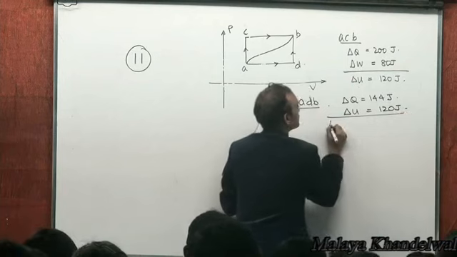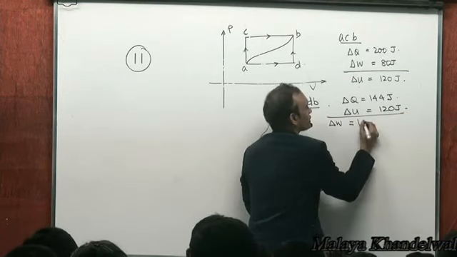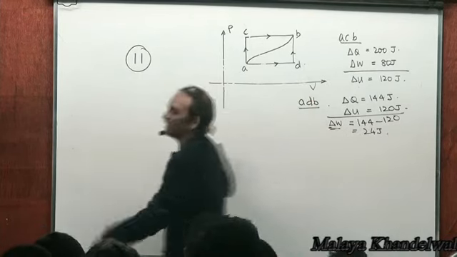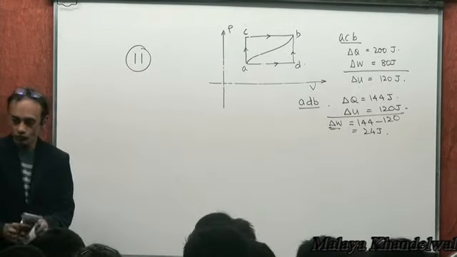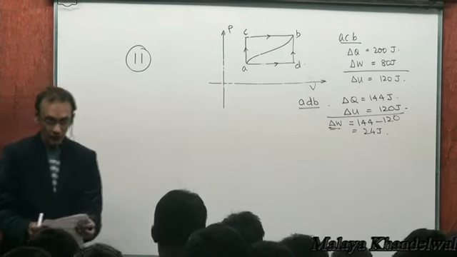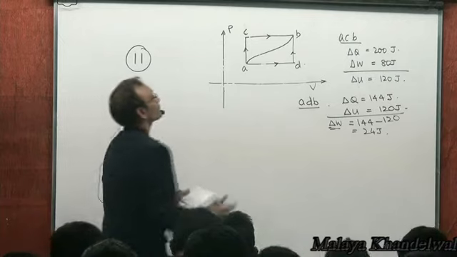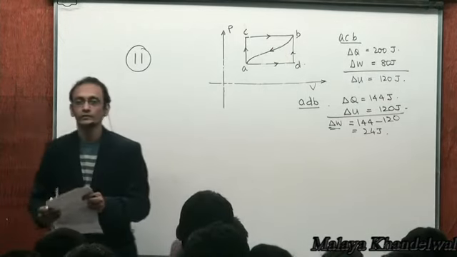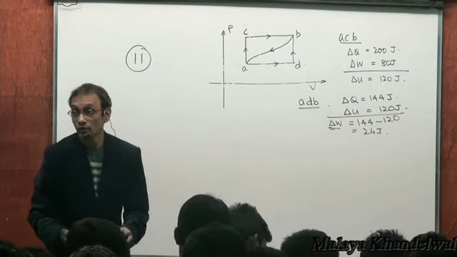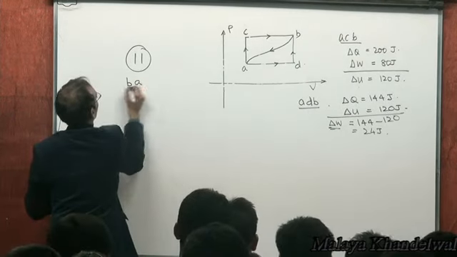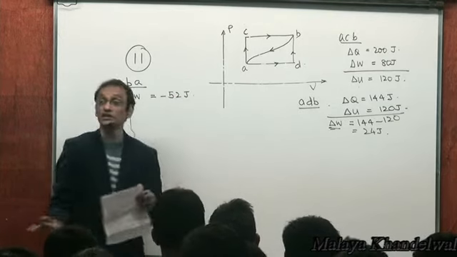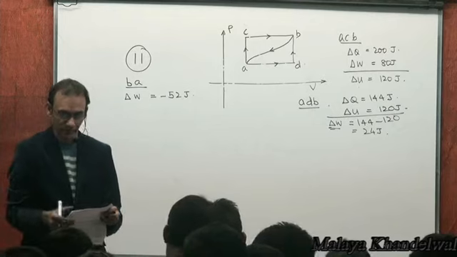And therefore, the work done must be 144 minus 120. That is, 24 joules must be the work done in ADB. Yes or no? Right? Now, from B to A, volume decreases, work done is negative, right? From B to A, work done is minus 52 joules, isn't it? Negative, because volume decreases, work done on the gas means negative, minus 52 joules, right?